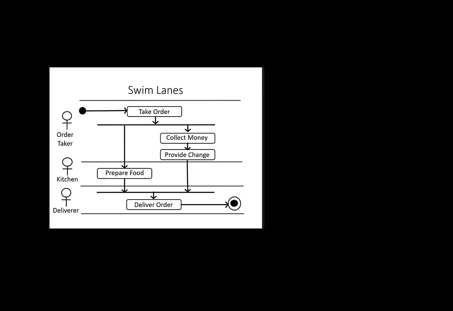And so when I'm looking down a process, and we don't see it here, but often things will flow up and down as they go back and forth between different people or different departments and different responsibilities. And in the diagram showing here, the order taker takes the order. They also, in this organization, collect the money and provide the change. The kitchen, someplace else, is preparing the food. And a deliverer takes the prepared food and delivers the order.